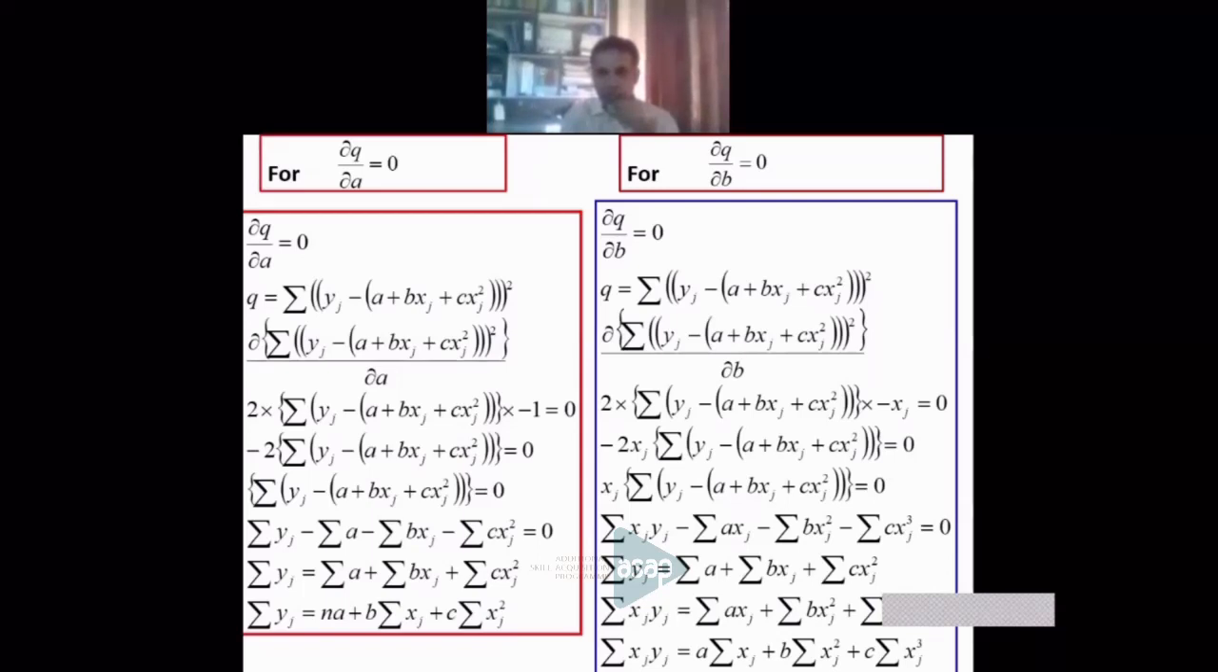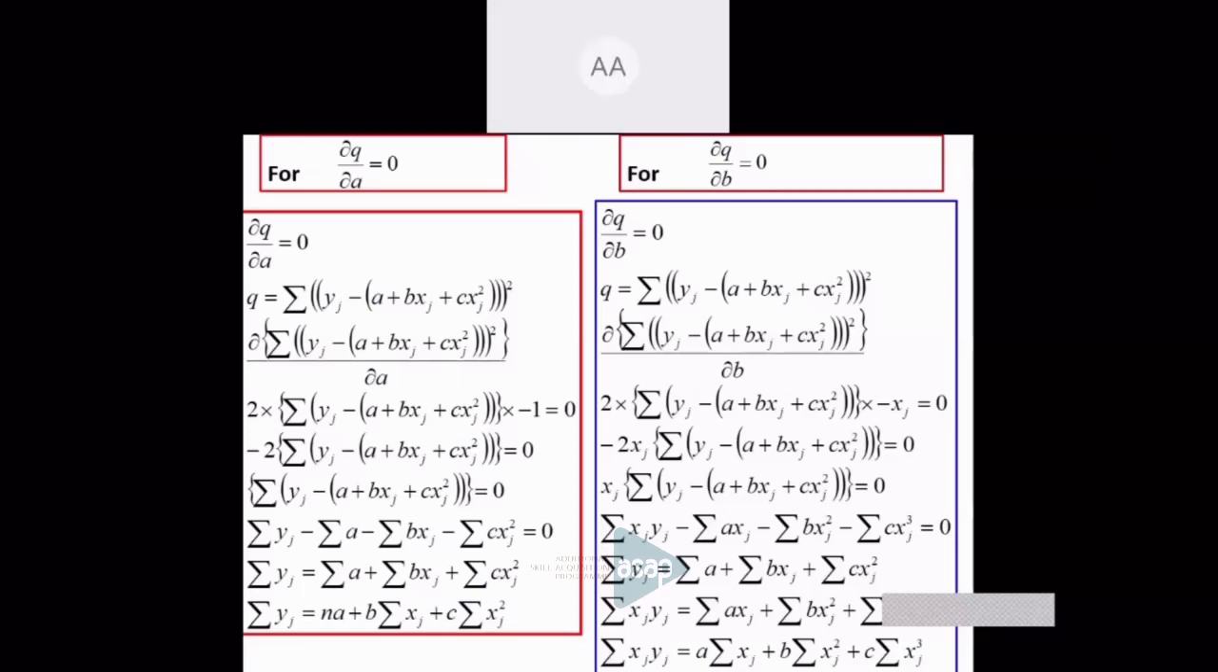Taking this out of the brackets, sigma of xj into yj, multiply xj and yj, xj yj, minus again sigma a into xj.